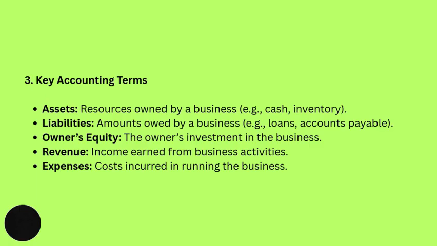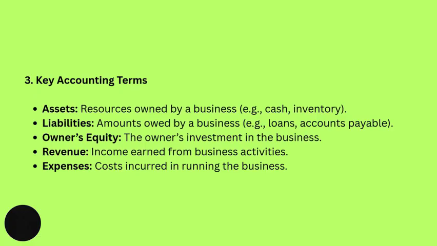Next, we have liabilities. This refers to amounts the business owes, like loans or accounts payable. It's crucial to know these as they represent obligations that the business needs to fulfill. Moving on, we have owner's equity. This is the owner's investment in the business, reflecting the residual interest after liabilities are deducted from assets.